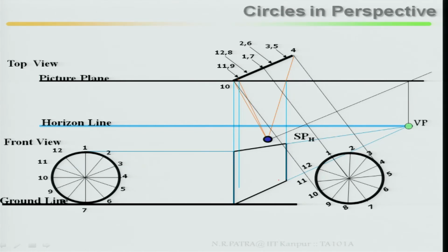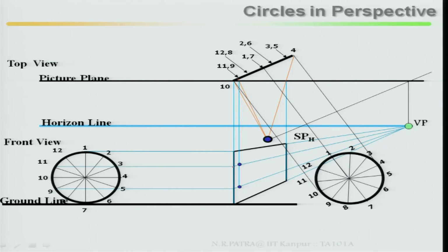How will it be marked? From here you mark it, and from here you have to project it back. Then once it touches, you join your vanishing point. Similarly, if you look here, the other points are your 11 and 9. From 11 and 9 you draw a line; this 9 is touching here, and this 11 is touching here. These are the 2 points.